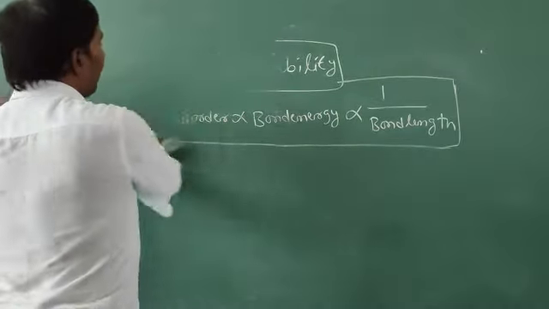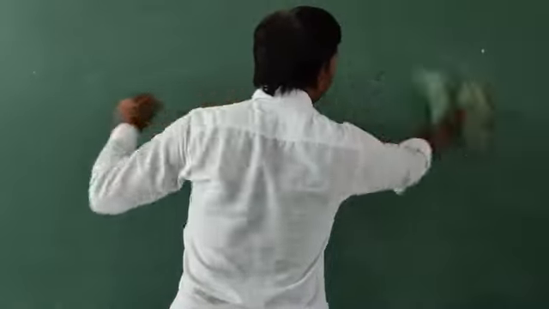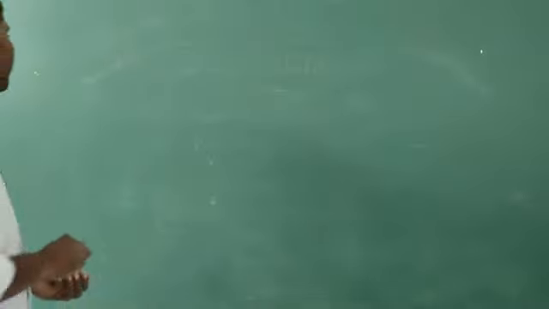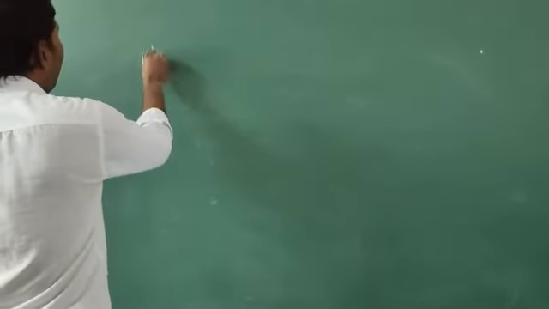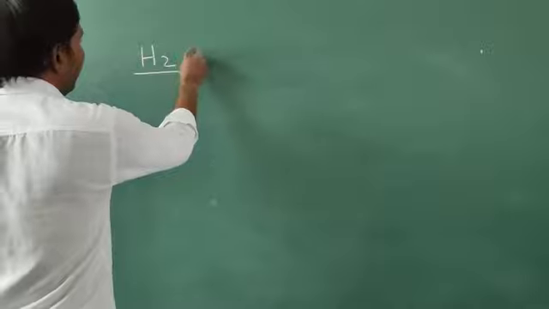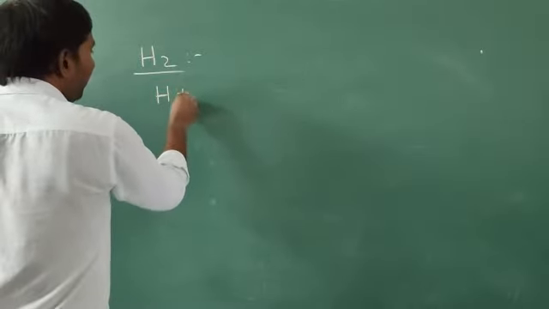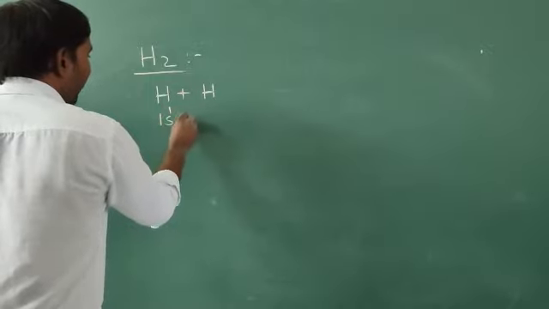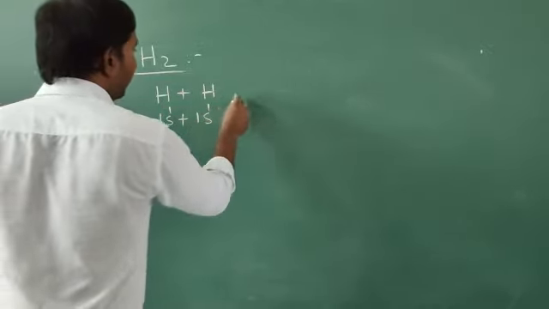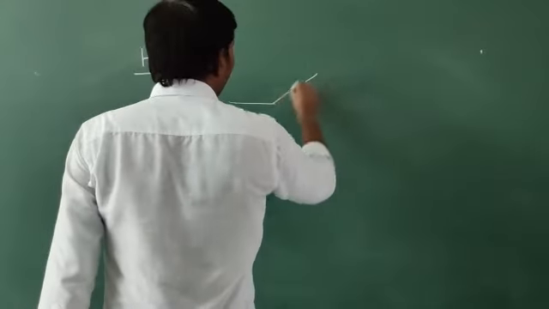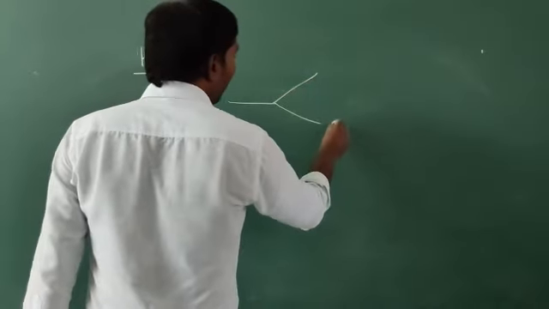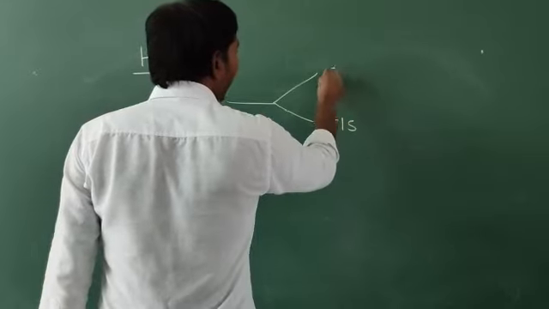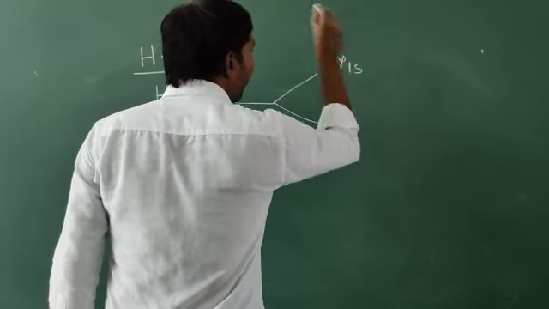Now we have to find out the bond order of some molecules. First we have to discuss some examples. Hydrogen molecule formation. How does the hydrogen molecule form? Hydrogen plus hydrogen, 1s1 plus 1s1. Here two types of molecular orbitals form: sigma 1s and sigma star 1s.